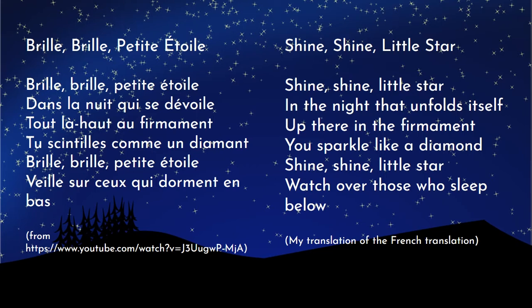The thing is, though, that in making sure that we've matched the form of the original poem, we've actually had to change up the content. So take a look at the right. If we were to translate that version of Twinkle, Twinkle, Little Star into English, it wouldn't look exactly like the original. We've got shine, shine, little star, in the night that unfolds itself. Up there in the firmament, you sparkle like a diamond. Shine, shine, little star, watch over those who sleep below. And I gotta say, there are some really nice lines in there, but the content has definitely changed.